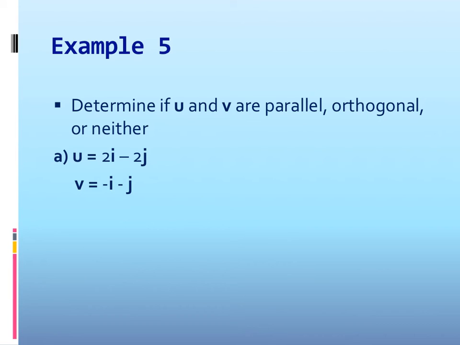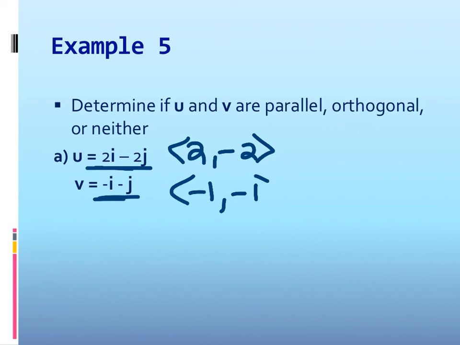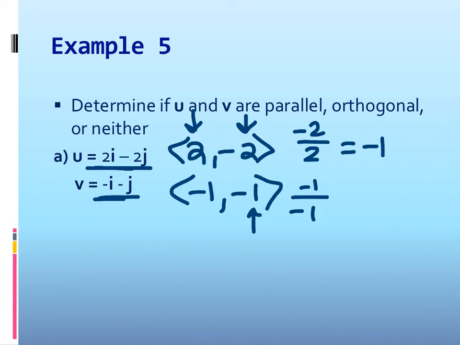So example 5 says determine if u and v are parallel, orthogonal, or neither. The first thing I'm going to do is look to see if they're parallel. If I were to do this in component form, it would be 2, negative 2. This in component form, negative 1, negative 1. So if I take the change in y, negative 2, and put it over the change in x, I'd get negative 1 here. Do the same thing here, change in y, negative 1, change in x, negative 1. I get 1 here. These obviously don't match, so they're not parallel.